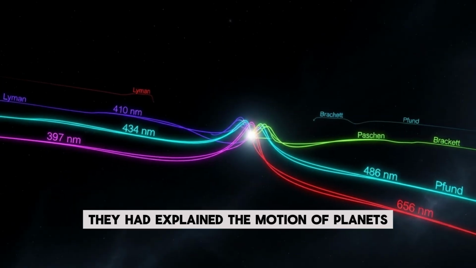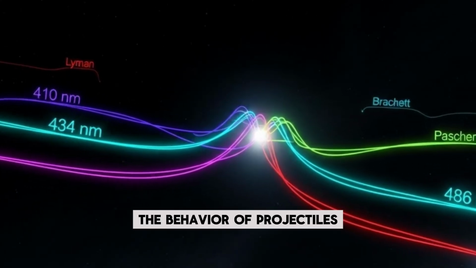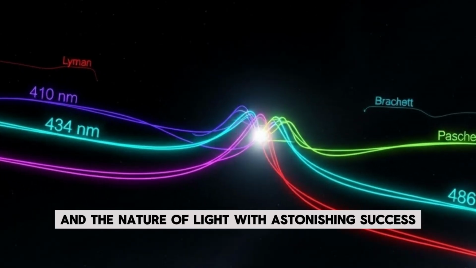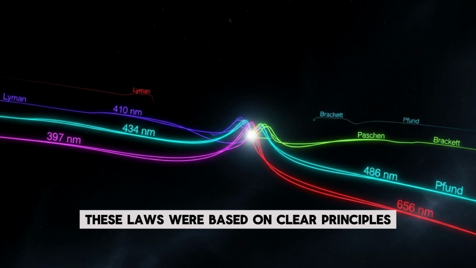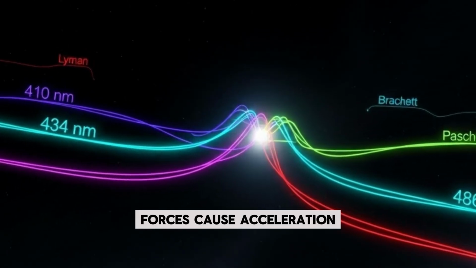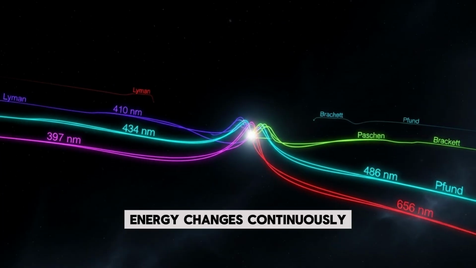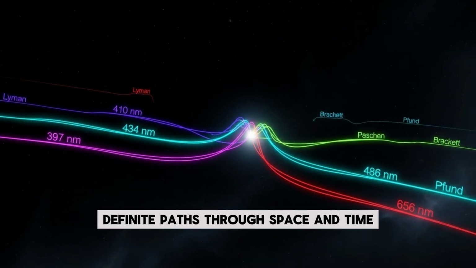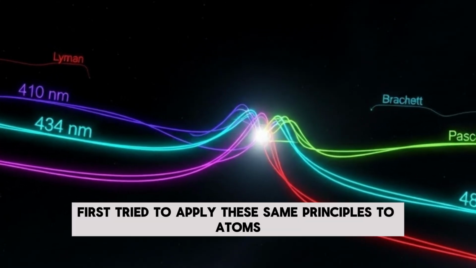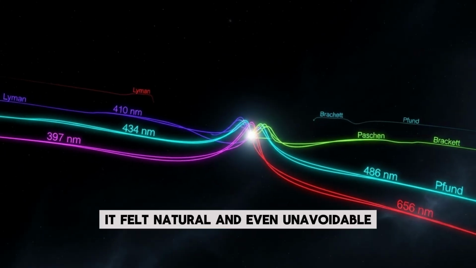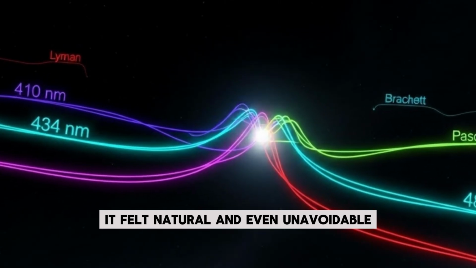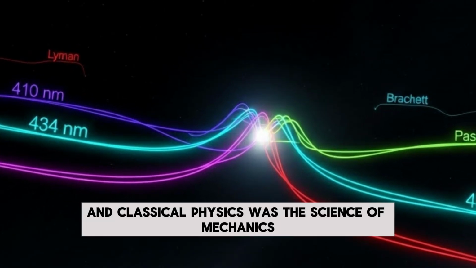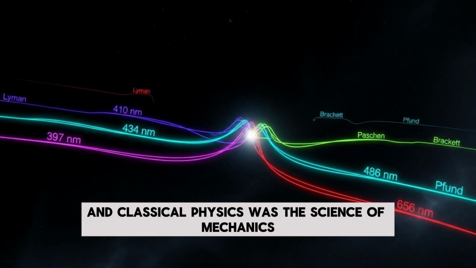They had explained the motion of planets, the behavior of projectiles, the flow of heat, and the nature of light with astonishing success. These laws were based on clear principles. Forces cause acceleration, energy changes continuously, and particles follow definite paths through space and time. When scientists first tried to apply these same principles to atoms, it felt natural and even unavoidable. After all, atoms were thought to be tiny mechanical systems, and classical physics was the science of mechanics.